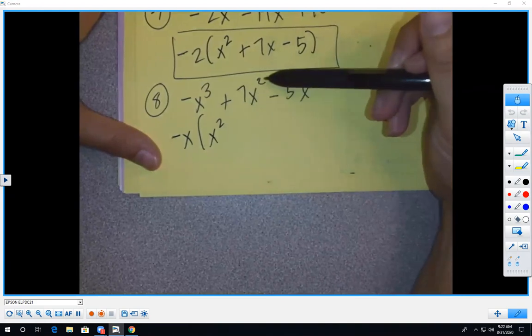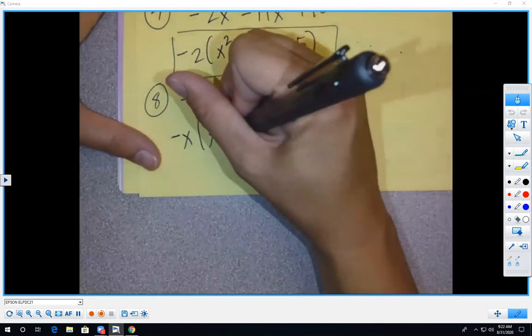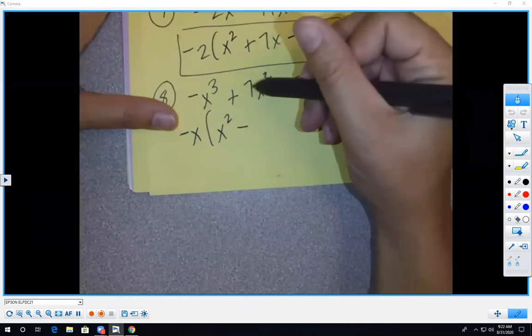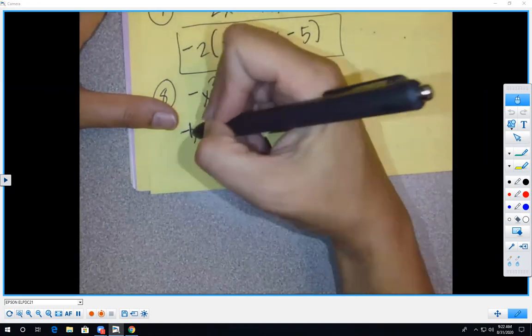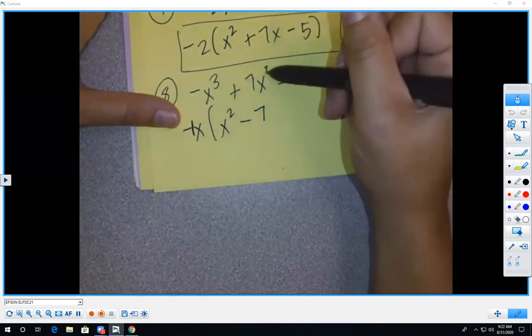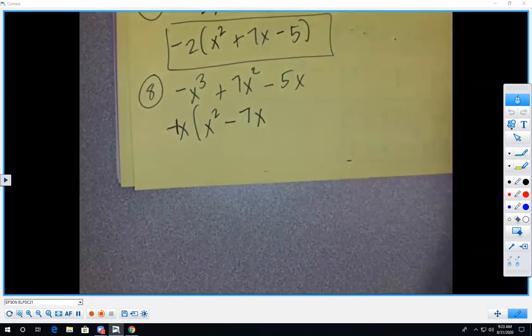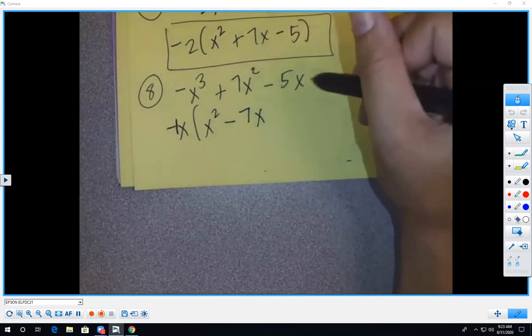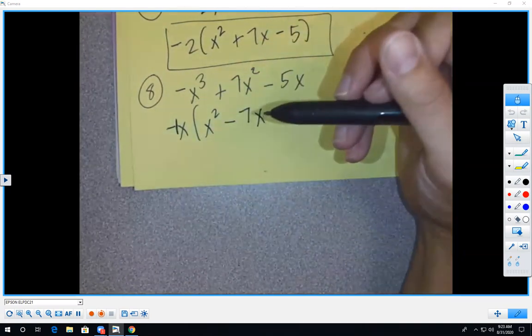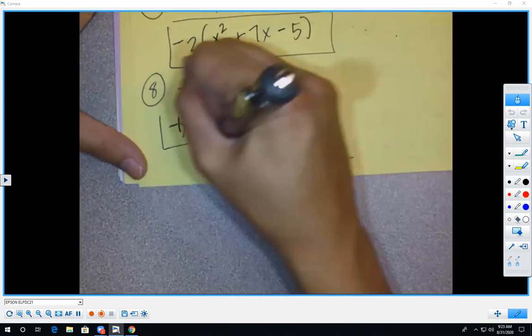Positive 7x squared divided by negative x. So maybe it helps if you think it's negative 1. So 7 divided by negative 1 is negative 7. I have 2 x's, I took one out. So it'd be 7x. And then negative 5x divided by negative 1x, positive 5. So that's the answer.